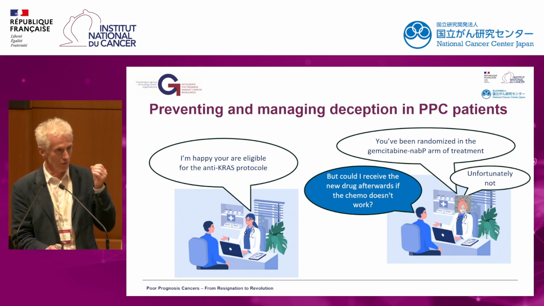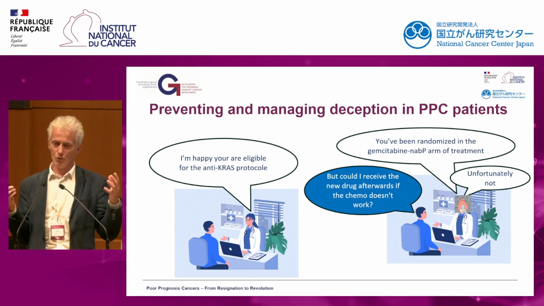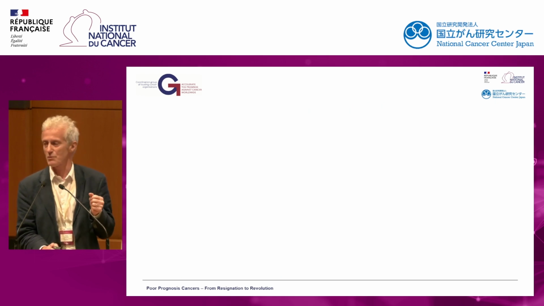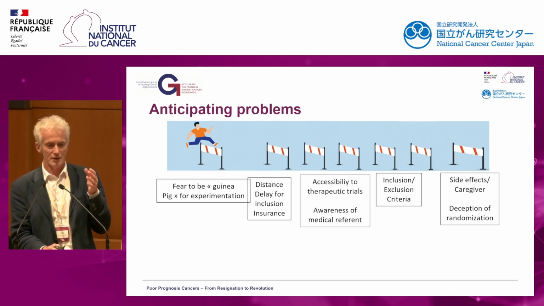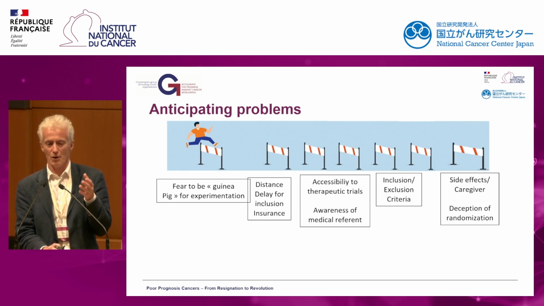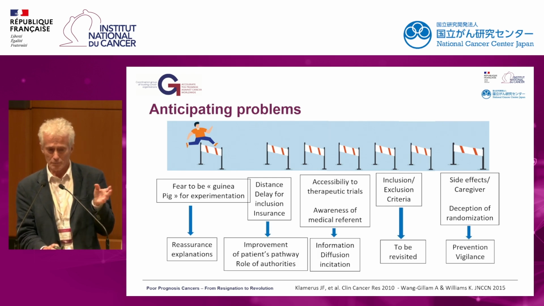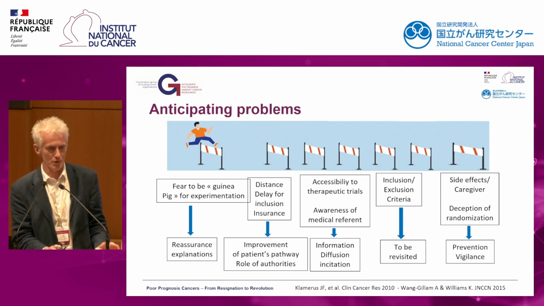I think we have to think of that when we receive the patient and explain, because our new drugs, we are very proud and very happy with them, but half of patients will not receive the drug, and we have to train them to be more comfortable. There are a lot of anticipating problems: fear of being a guinea pig, distance, delay for inclusion, accessibility of the trial, inclusion-exclusion criteria, side effects, and caregiver and deception. And we have to fight all these aspects of the problem of anticipation.